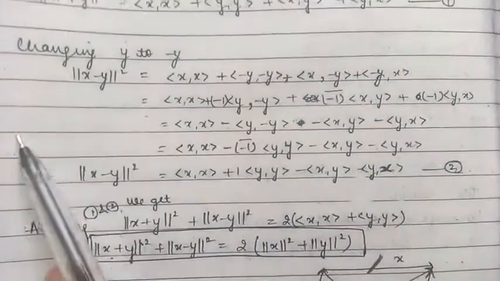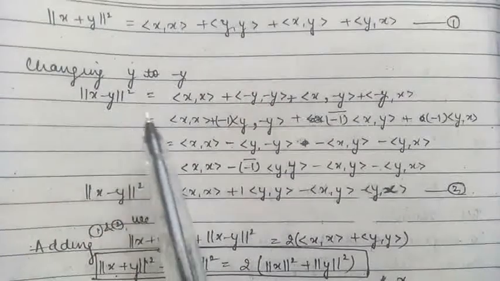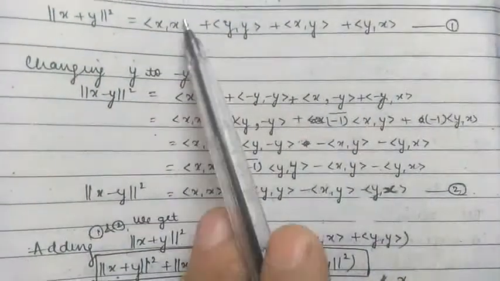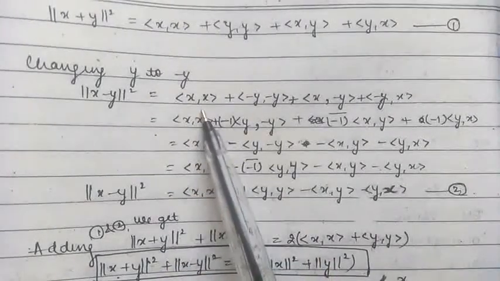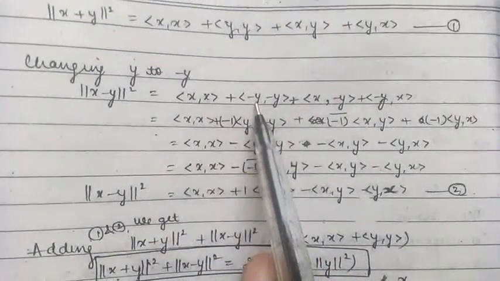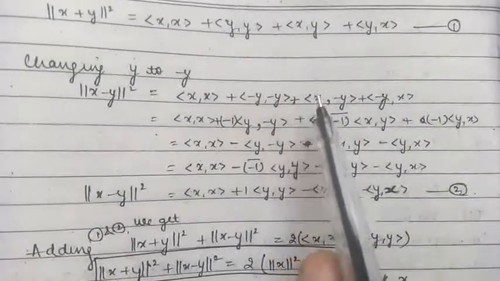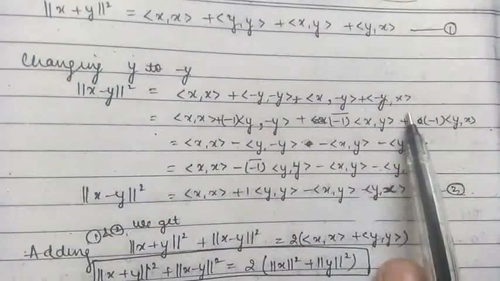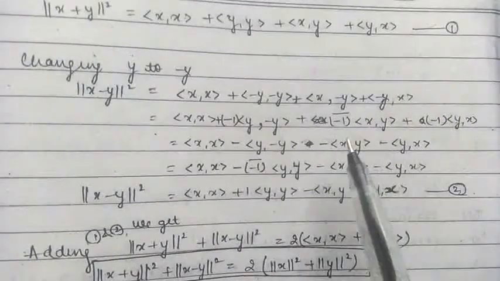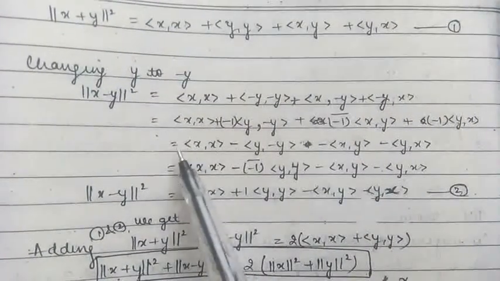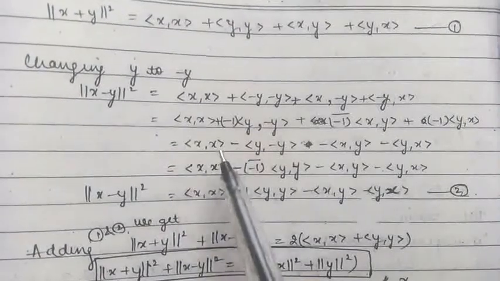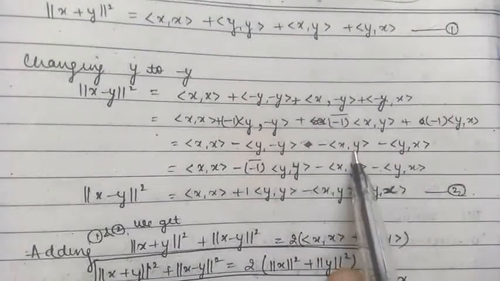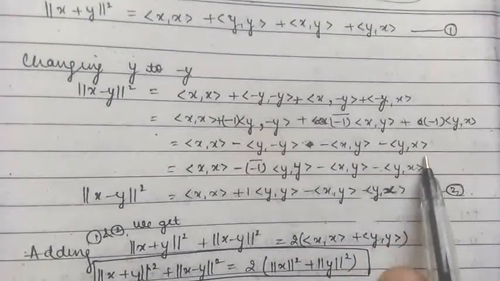Now we are to find the norm of x minus y squared. In order to find that, we can replace y by minus y in equation 1. So from here we get the inner product of x with x, the inner product of minus y with minus y, plus the inner product of x with minus y plus the inner product of minus y with x. Now again we can write this as the inner product of x with x plus the inner product of y with y minus the inner product of x with y minus the inner product of y with x.